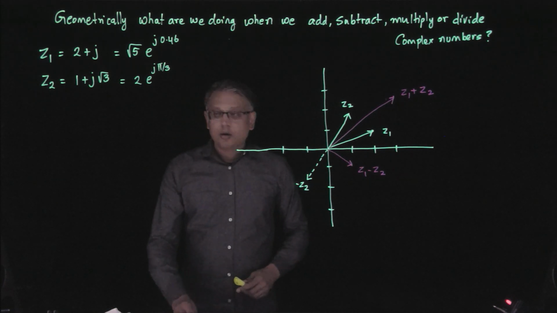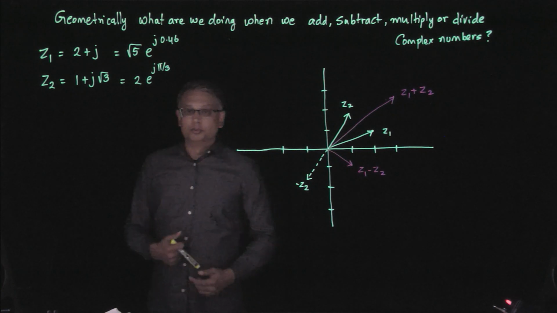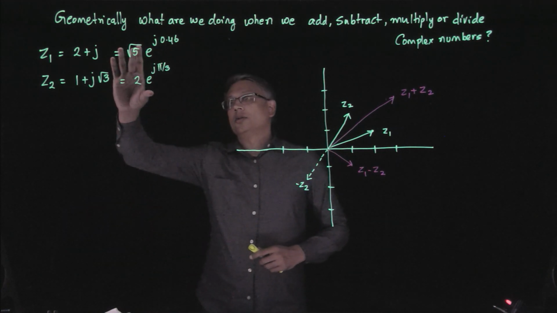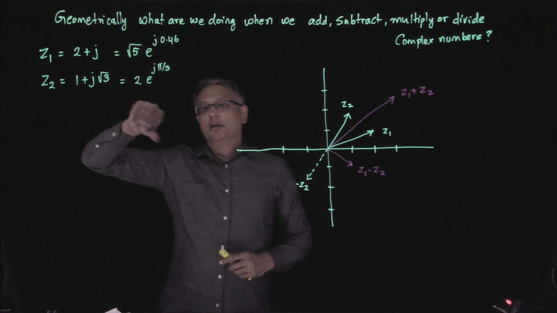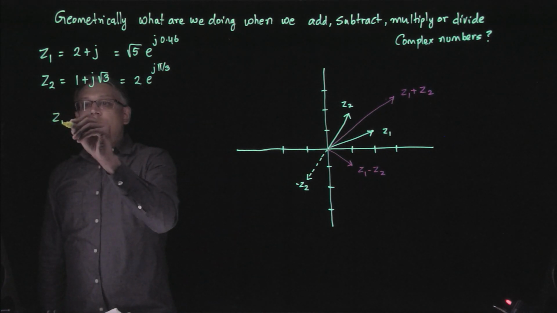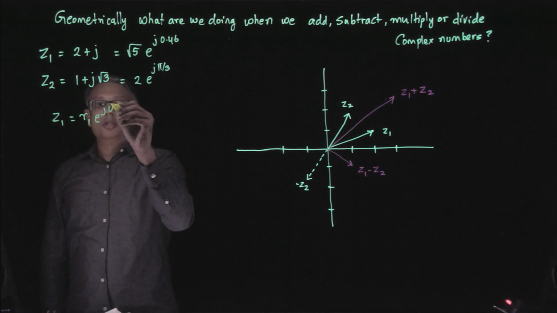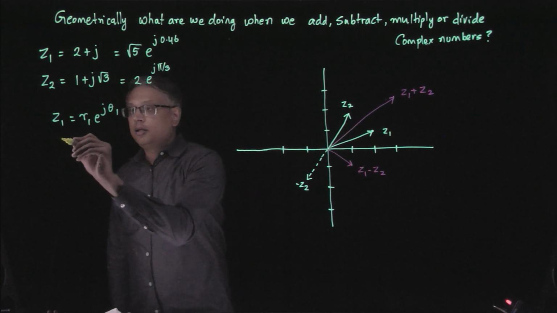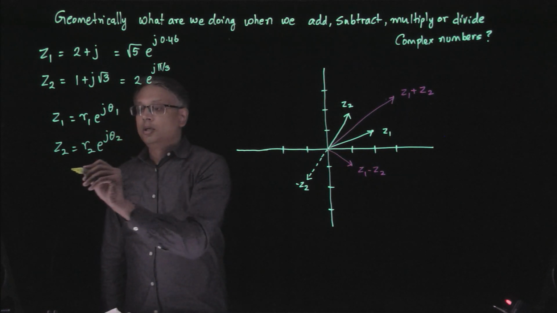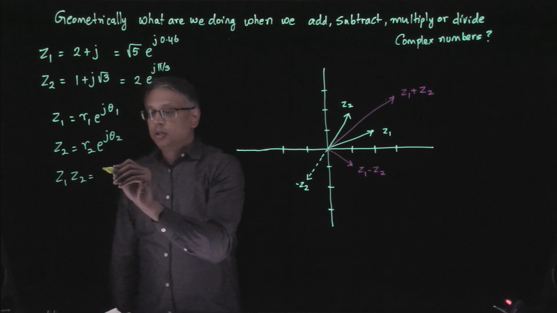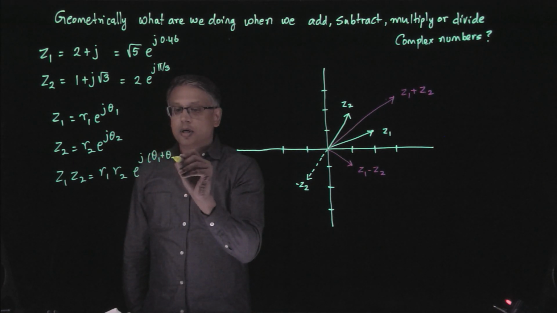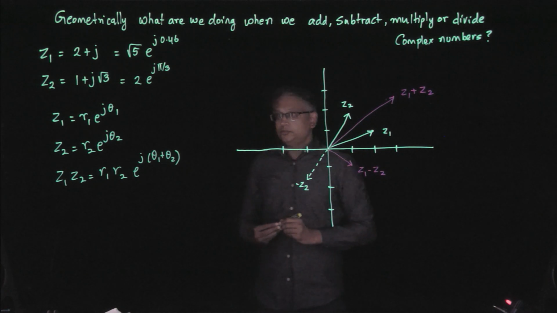Okay. Now, how about if we were to multiply z1 and z2? When you multiply z1 and z2, it's easier to think of what happens when you multiply them in their polar forms. So one thing you may want to remember is if z1 is r1 times e to the j theta 1, and z2 is r2 times e to the j theta 2, z1 times z2 is r1 times r2 times e to the j (theta 1 plus theta 2), right?